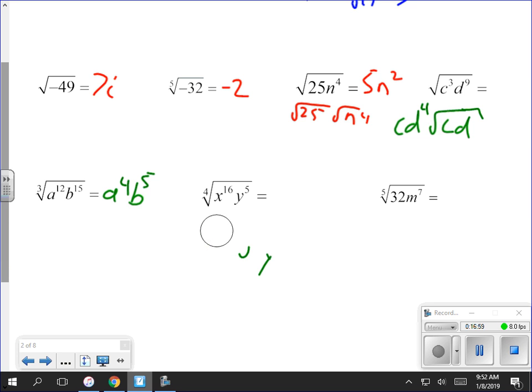If I do this, let's do this. I got x to the 4th for the 4th root of x to the 16th, right? And then for the y, I've got y to the 1st. Let's do this. I got y to the 1st, and then I had the 4th root of y to the 1st left behind. Does that help? Does that help a little bit? Make it a little clearer?